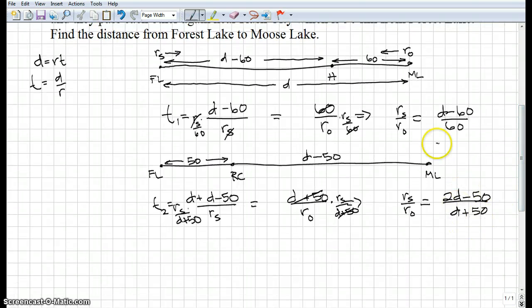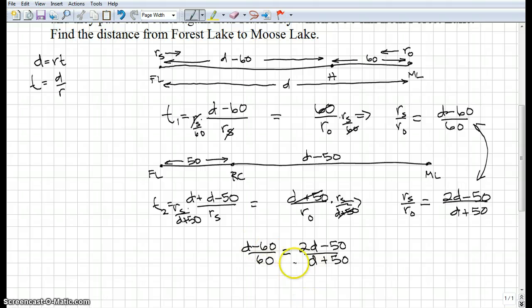So, let's put these two together. Let's take these two equations and put them together because we know RS over RO, the ratio of their rates, is the same. So we have D minus 60 over 60 is equal to 2D minus 50 over D plus 50. Alright, now we should be able to solve for D. We've got one variable. Alright, so let's do that.